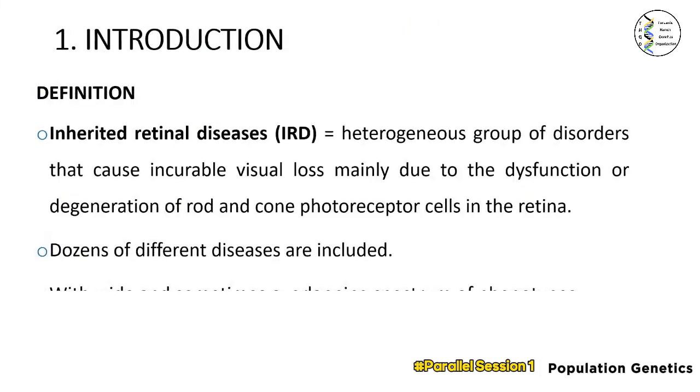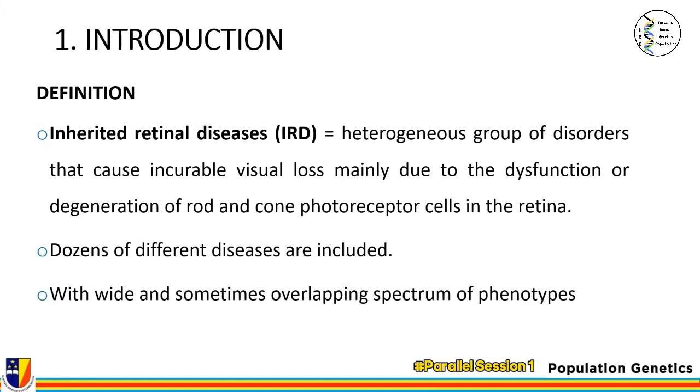Inherited retinal diseases are a heterogeneous group of disorders that cause incurable visual loss, mainly due to the dysfunctions or degenerations of rod and cone photoreceptor cells in the retina. Dozens of different diseases are included, with a wide and sometimes overlapping spectrum of phenotypes.